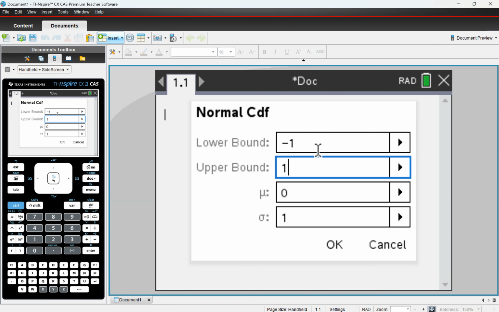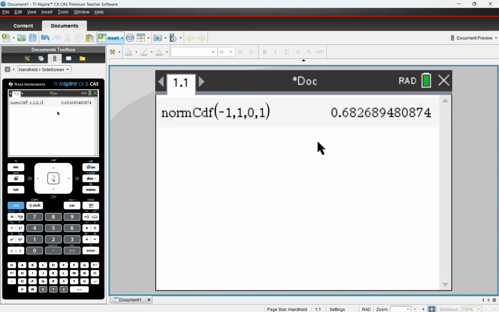If I press enter, we should expect about 68%. There we go, enter. There you go. That's an approximation. So when you study it, we learn 3 key numbers. We say 68, 95, 99.7. It's about 68.268, roughly there.